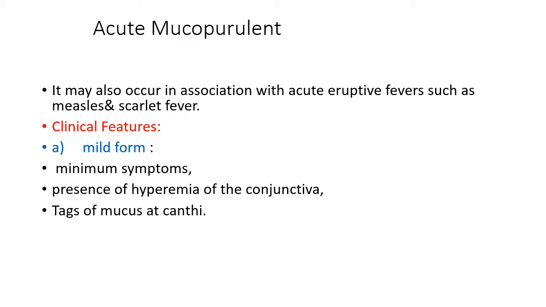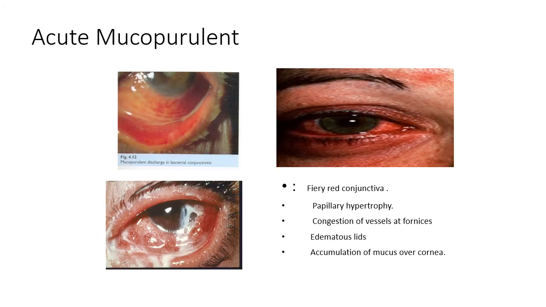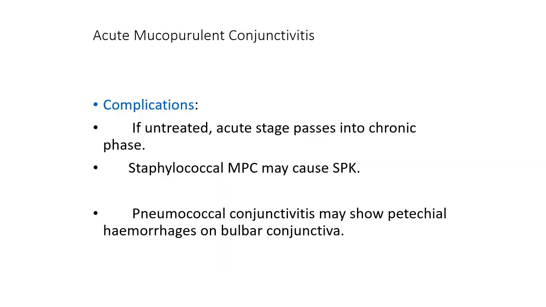So just we have seen acute mucopurulent conjunctivitis. It has a mild form and a severe form. These are the pictures that will show you the fiery red conjunctiva, papillary hypertrophy, congestion, and edematous lid. It is again repeated. What are the complications?